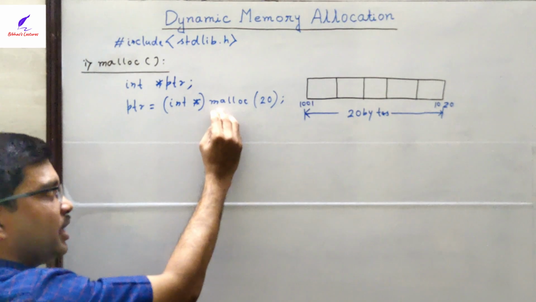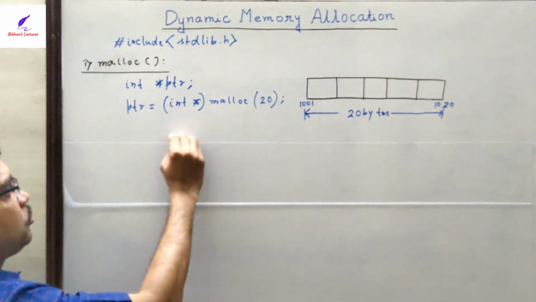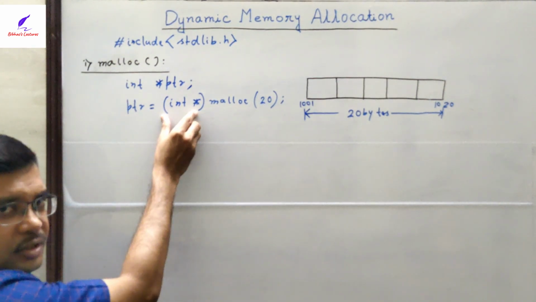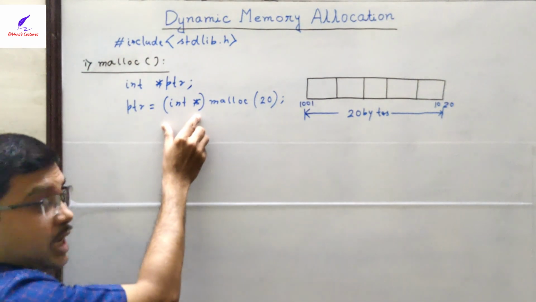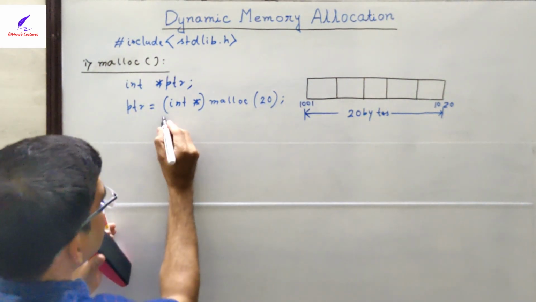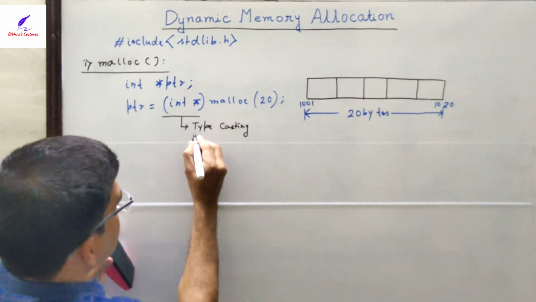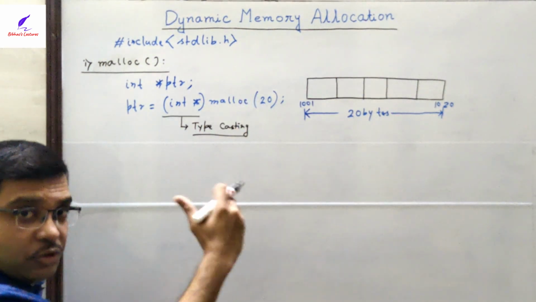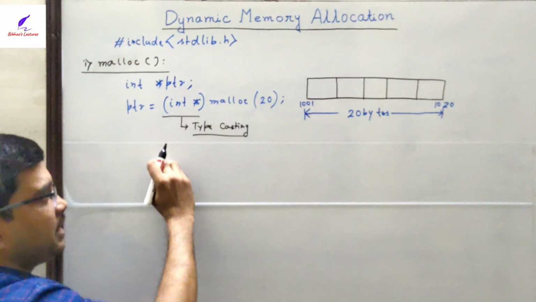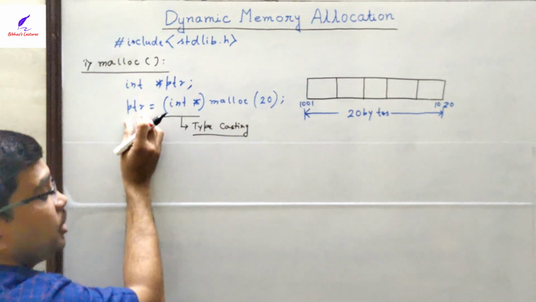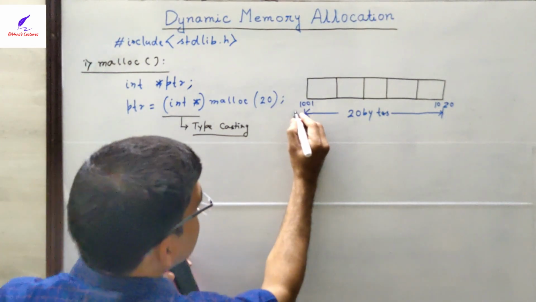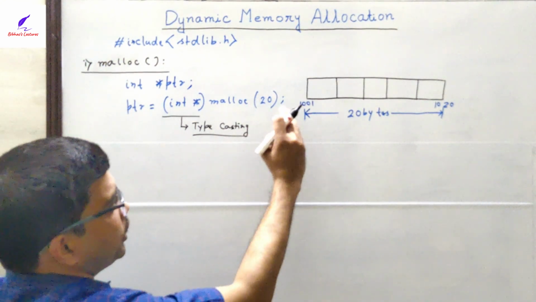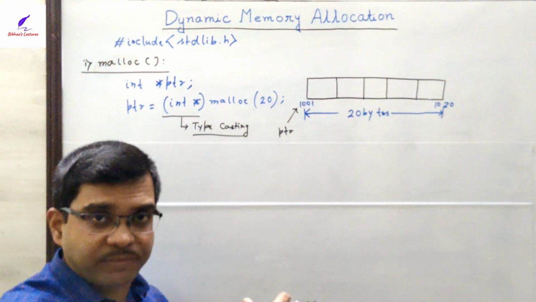So we cannot directly assign the void pointer to the integer pointer. Before assigning this address to the pointer ptr, we are changing the type of the pointer from void star to int star. That means we are casting the type. This is called type casting. The void pointer that malloc returns will be converted to an integer pointer, and then the starting address 1000 will be assigned to ptr. That means ptr will now point to location 1000. Using this pointer we can access each and every location, we can assign values, and we can retrieve values.